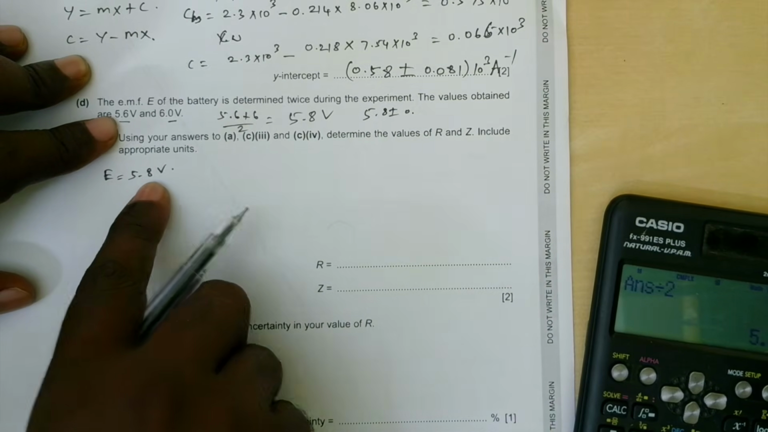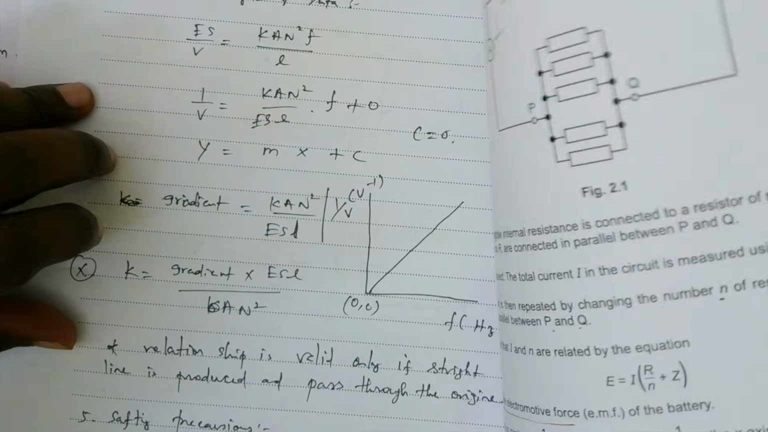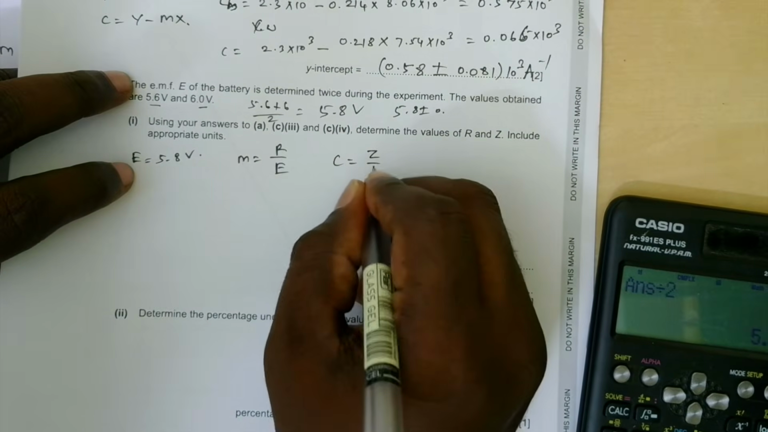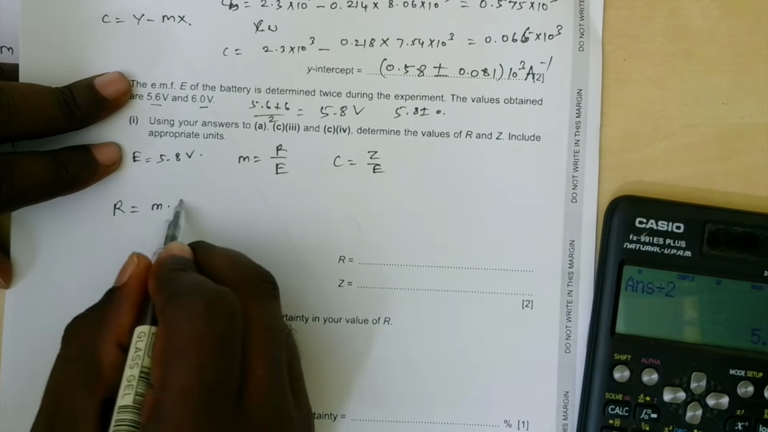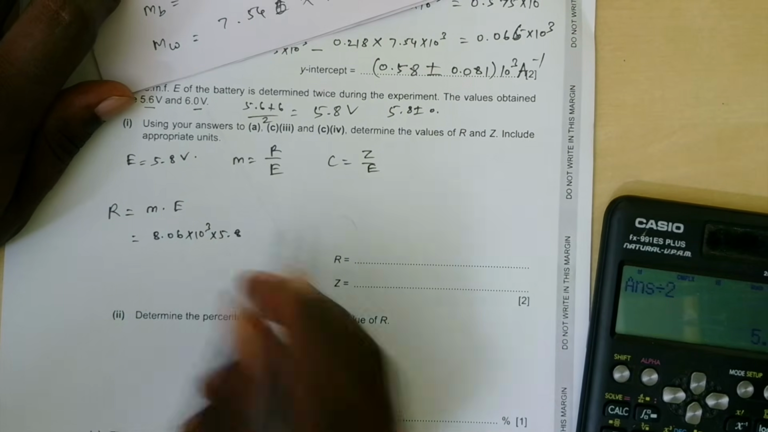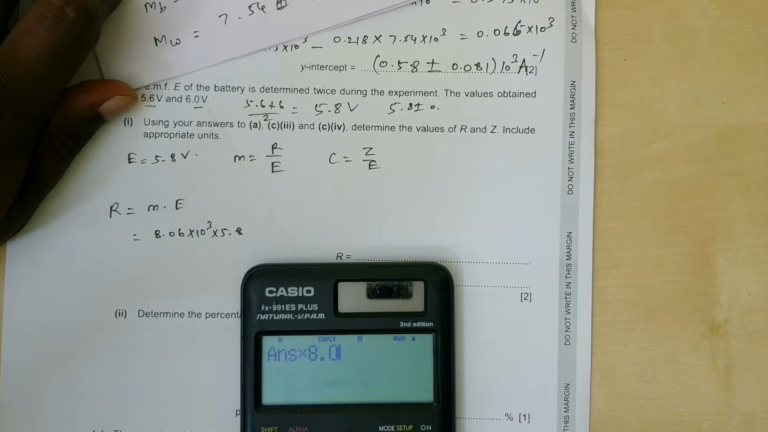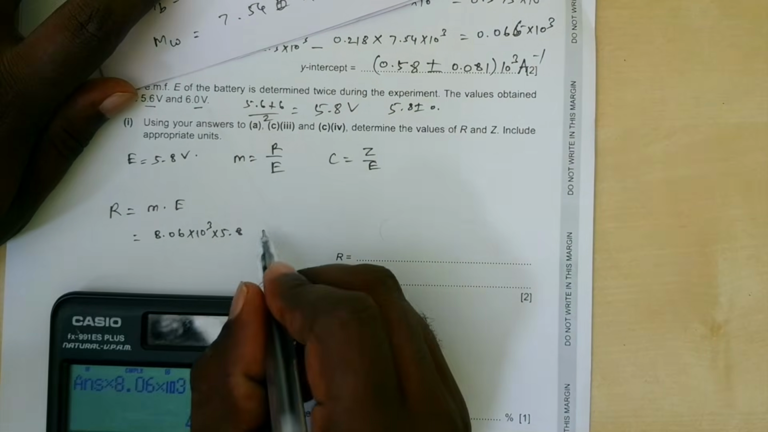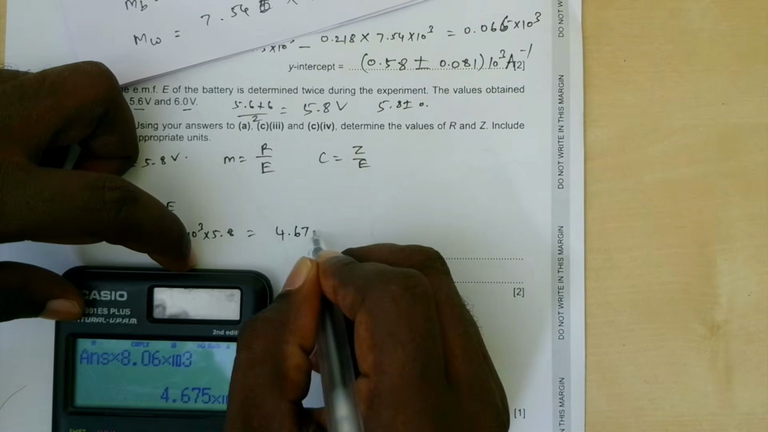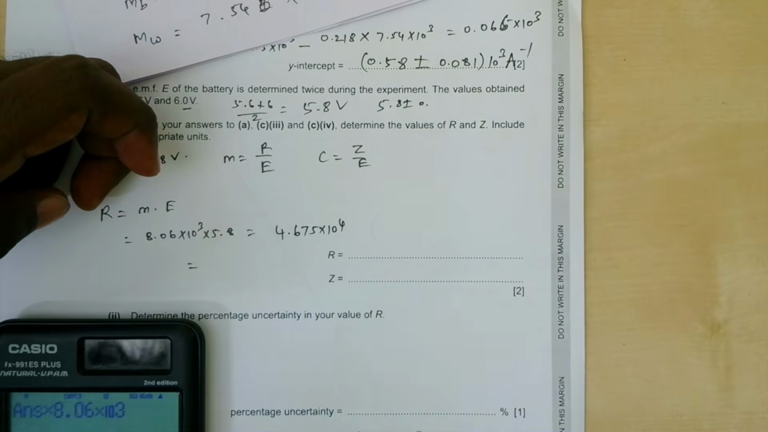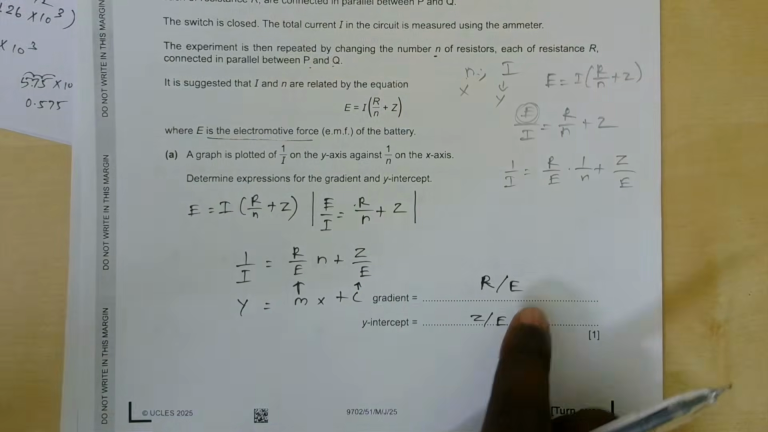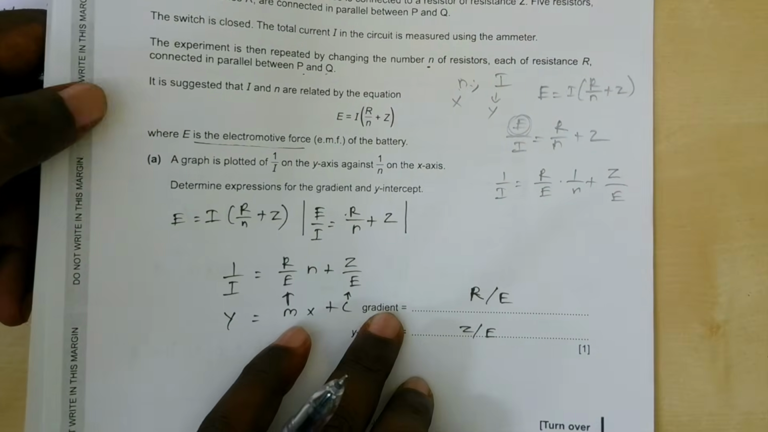Now E equal to 5.8 volt. We have to find R and Z. We know that gradient is R by E, so M equal to R by E and y-intercept C equal to Z by E. So R will be gradient into E: 8.06 into 10 power 3 into 5.8, which is 4.675 into 10 power 4. It's a resistance, so it should be in ohms. I can write it as 46 kilo ohms.